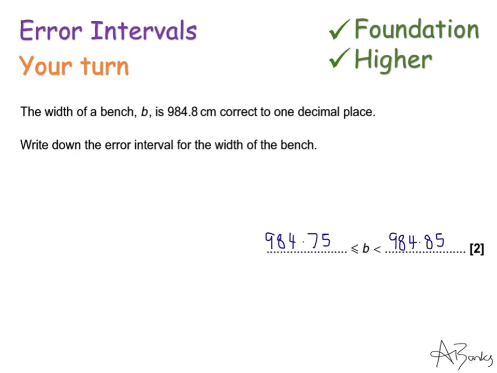Here's the solutions. So you should have it's 984.85 for my upper, and 984.75 for my lower. So I've got 0.05 above and 0.05 below.